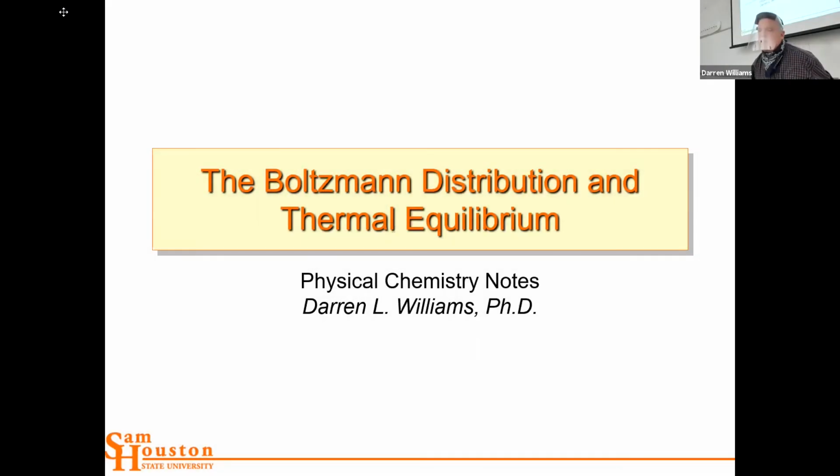So do y'all remember using the Boltzmann distribution in the fall? We did it a couple of times whenever we simulated an absorption spectrum or something like that. We had to use the Boltzmann distribution to see how molecules were distributed among the energy levels. And so today we're going to explore that a lot more. It's the foundation for statistical thermodynamics.